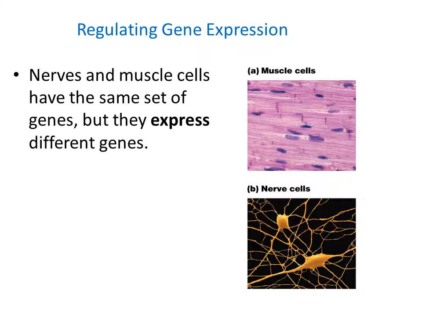So here again, these are nerve cells and muscle cells taken from the same organism. They have the exact same genetic components. However, because they've turned on and off genes at different times, you get this highly differentiated phenotype.